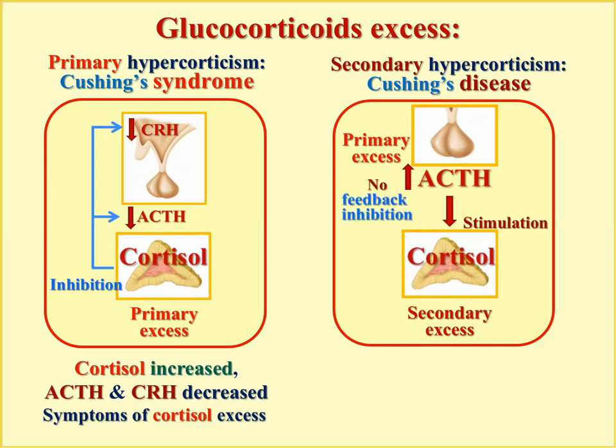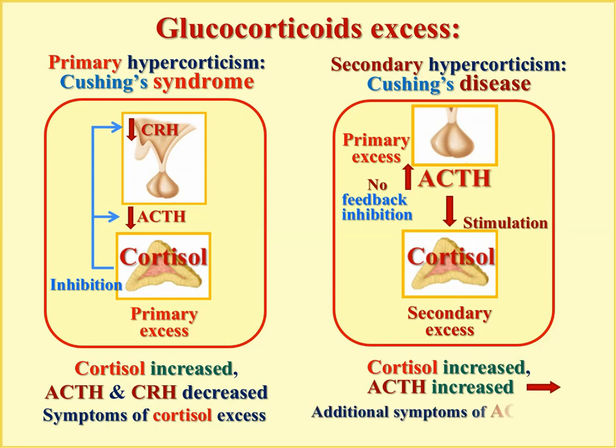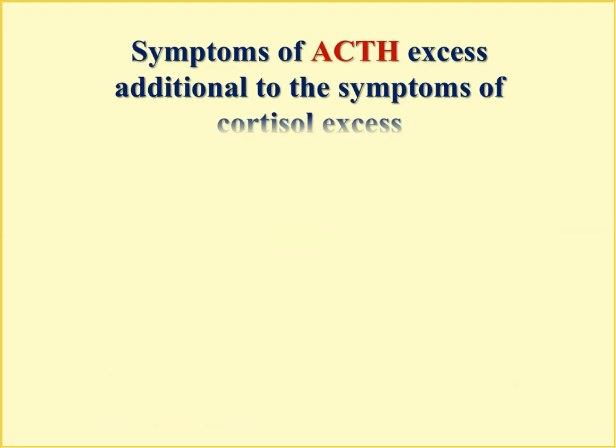And now negative feedback doesn't operate because the tumor is uncontrollable. It doesn't matter that cortisol level is high, the tumor continuously produces excess of ACTH. And then cortisol is high and ACTH is also high. The difference between the primary and secondary cases is not in cortisol, but only in ACTH presence. For Cushing's disease, there appear some additional symptoms of ACTH excess. And let's observe these additional symptoms. All the symptoms described before are present in Cushing's disease, plus ACTH excess.